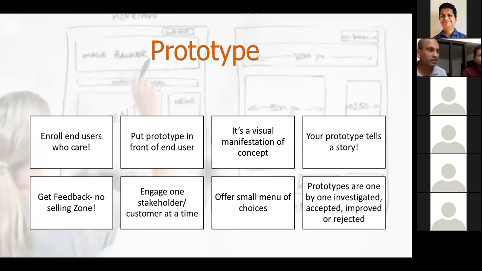Engage with the stakeholders. It is not about how many people you have gathered or what your sample size is. It is about engaging with each of these stakeholders and getting feedback. Offer a small menu of choices, and the end of the prototype cycle is that you investigate the prototype and either accept it, improve it, or the idea gets rejected. Okay. So you will be eliminating some of the choices here, and finally you decide on what you think is the right or likely right solution.